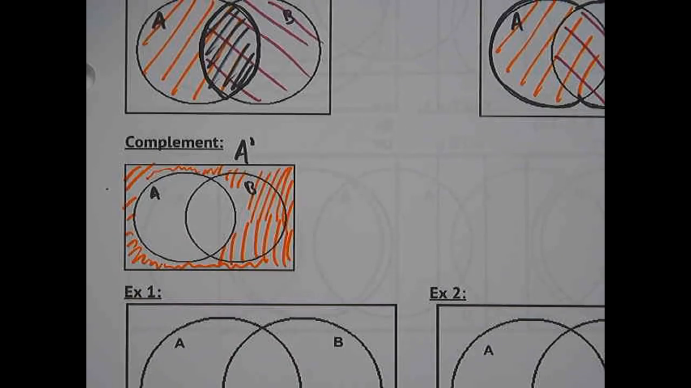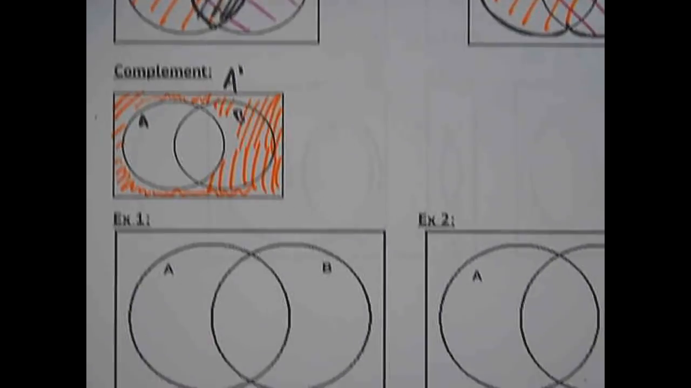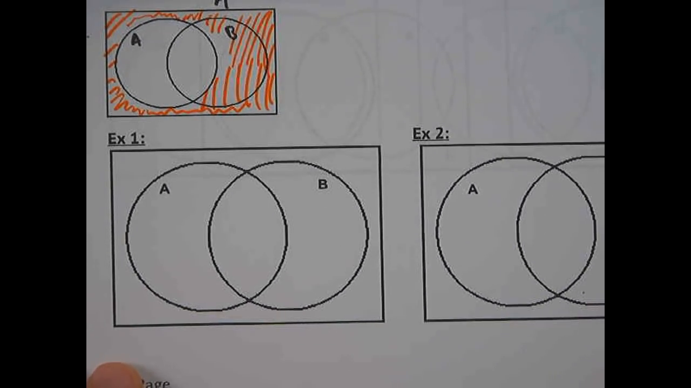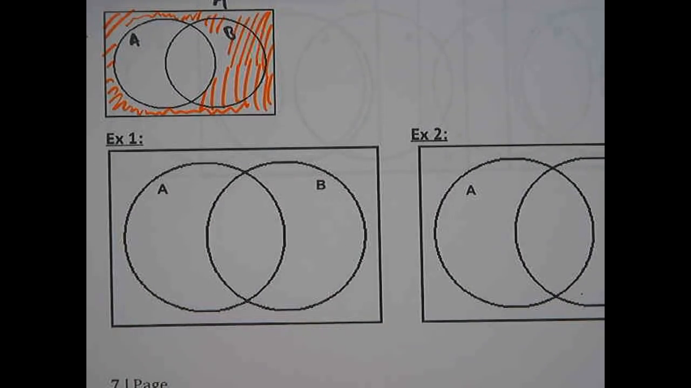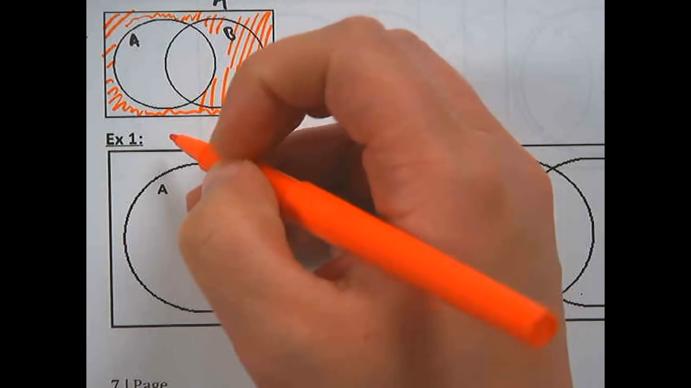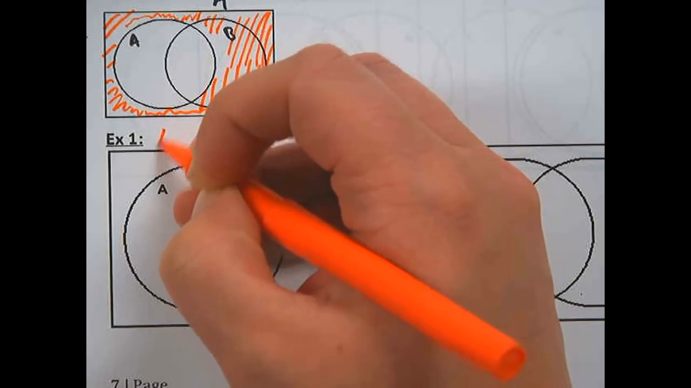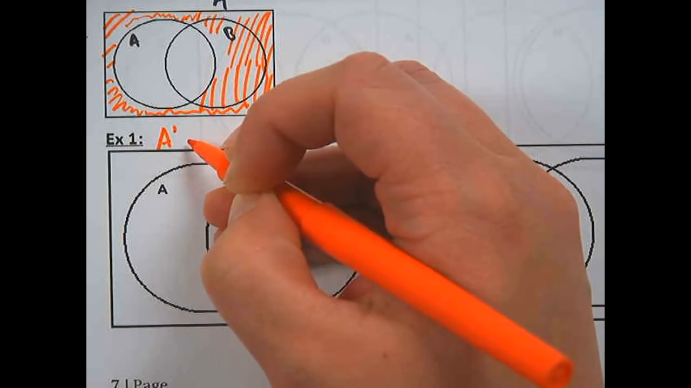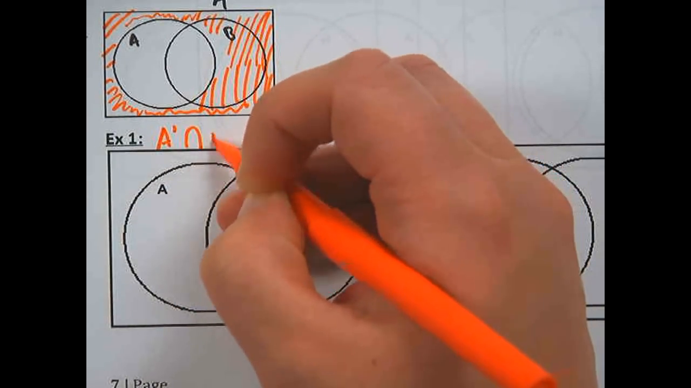Okay. So that's some vocab for us to use. Now let's go down here and try a couple. So with this one, I've already got everything labeled A and B. For this example, we are going to color in the complement of A intersected with B.